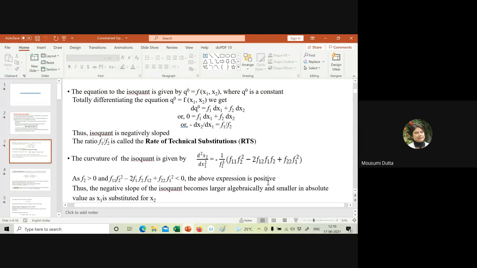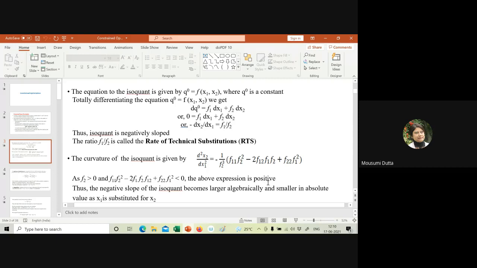The equation of the isoquant will be given by f of x1, x2 is equal to a fixed quantity q naught. In general, q is equal to f of x1, x2. However, when we are considering the isoquant, we are fixing the level of output and making it q naught. Totally differentiating the equation, we get the slope: minus dx2 by dx1 is equal to f1 by f2. The isoquant is negatively sloped.